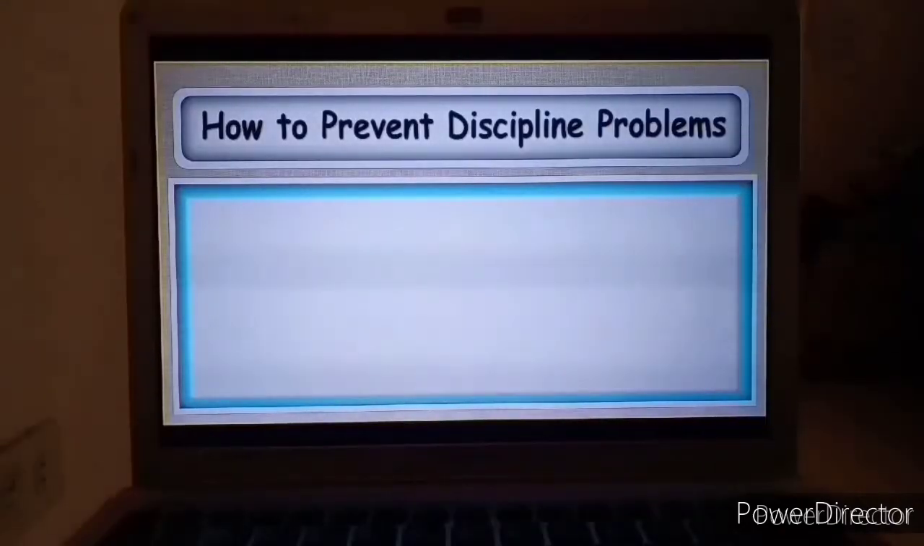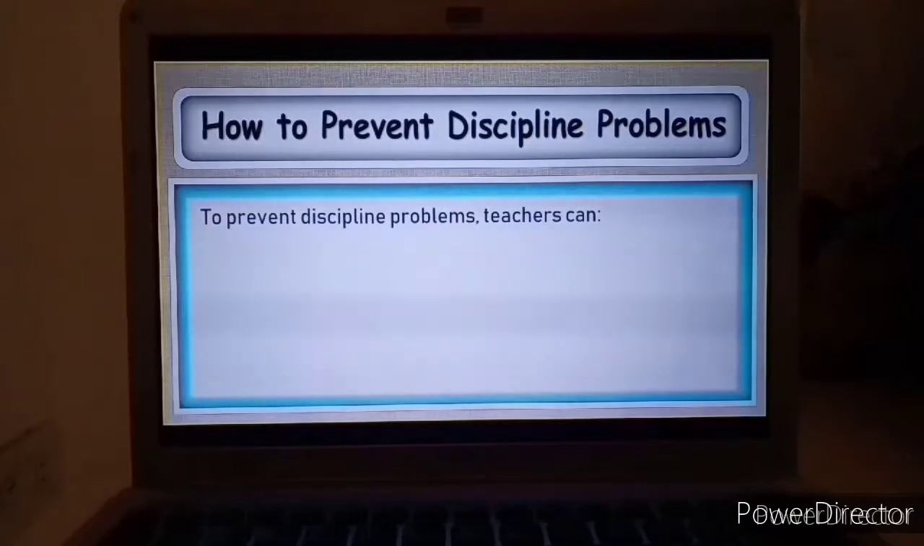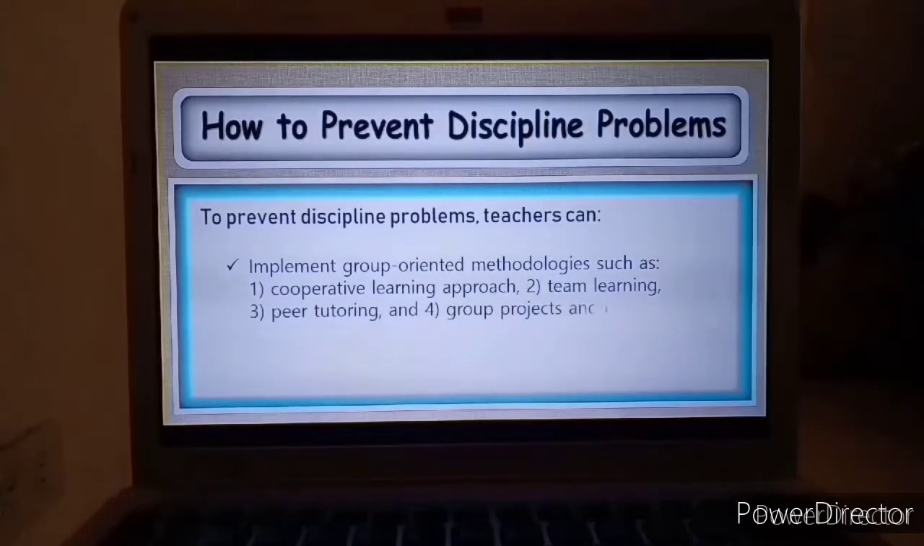Next is how to prevent discipline problems. To prevent discipline problems, teachers can first implement group-oriented methodologies such as cooperative learning approach, team learning, peer tutoring, and group projects and collections. A good group work has a great potential for the students to encourage everyone to become active rather than passive learners. So, it is a great help for the teachers to lessen the misbehavior of students because everyone will participate, everyone will coordinate, and everyone will cooperate in the group activities.